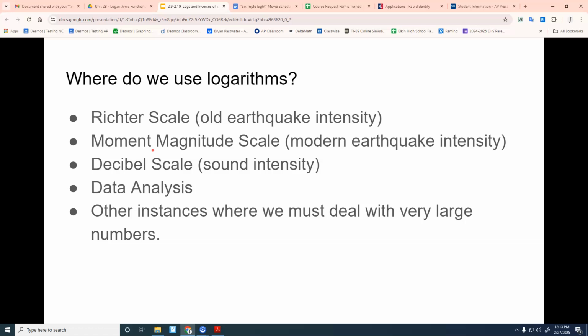The Richter scale or the moment magnitude scale, whichever one you're talking about, they work the same way. They're just a little bit different ways of calculating.